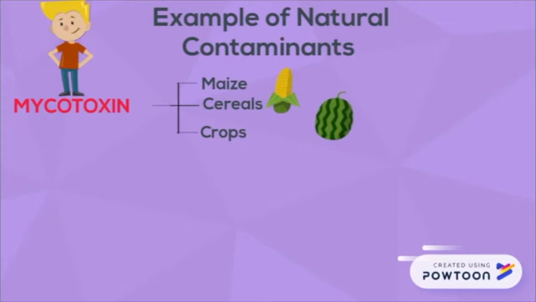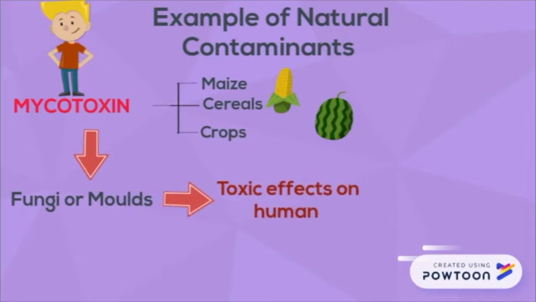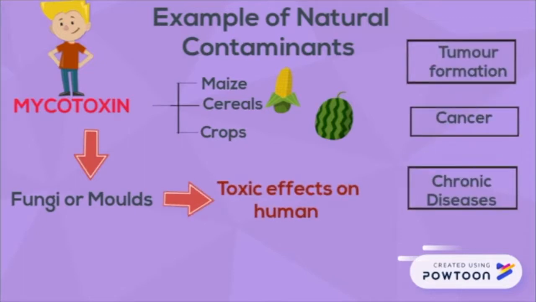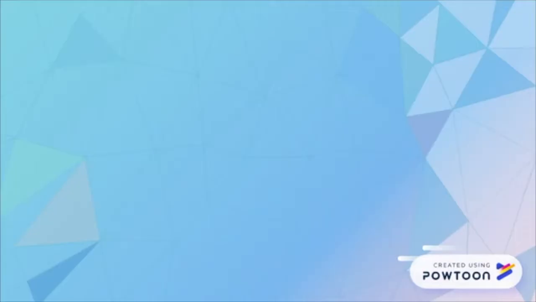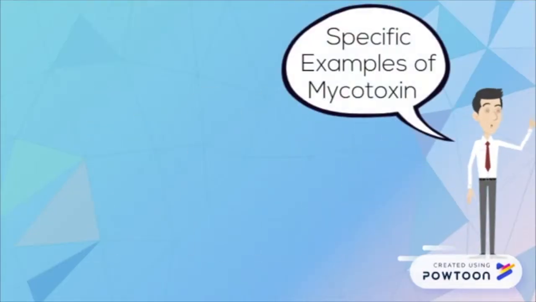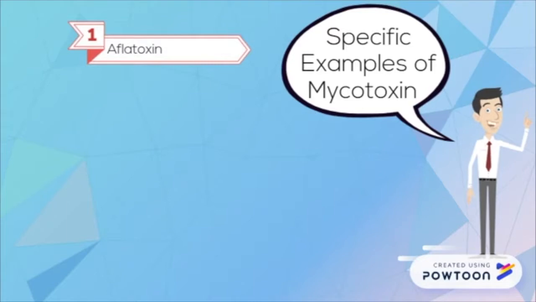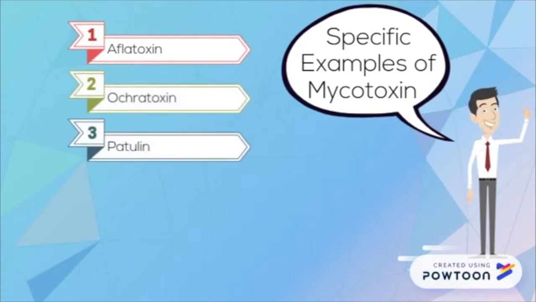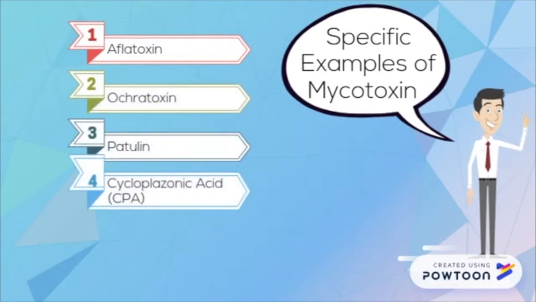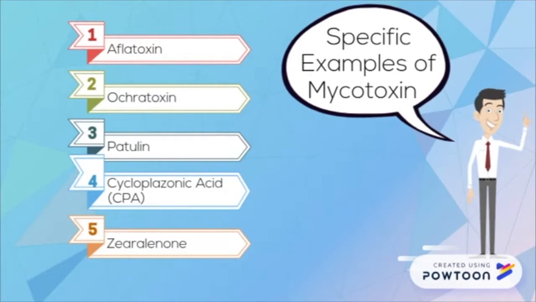Mycotoxin is a naturally occurring substance produced by a range of filamentous fungi or molds, which have toxic effects on humans, leading to tumor formation, cancers, and other chronic diseases. Specific examples of mycotoxins are aflatoxin, ochratoxins, patulin, cyclopiazonic acid, and zearalenone. These mycotoxins are carcinogenic.